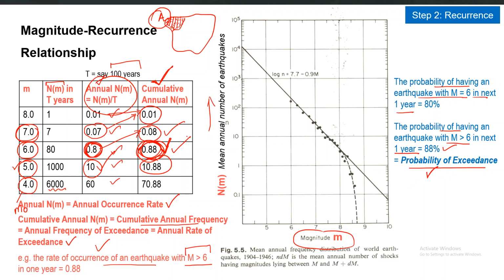So we can construct the magnitude recurrence relationship. Magnitude will be on the x-axis, and on the y-axis you may have the annual occurrence rate or the cumulative annual occurrence rate. There are different forms of this magnitude recurrence relationship. Sometimes you can plot this annual rate only, and you can also plot the cumulative annual rate.